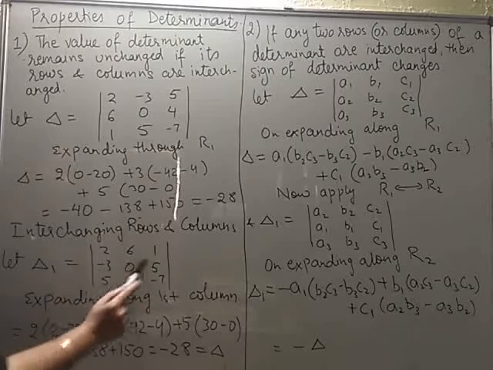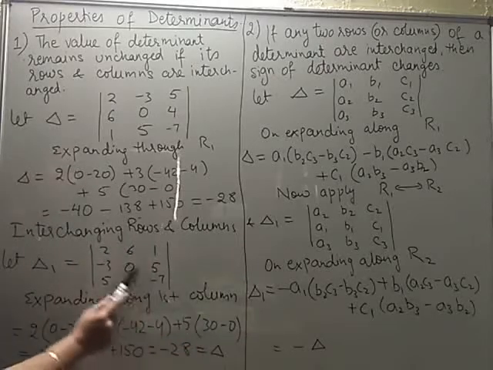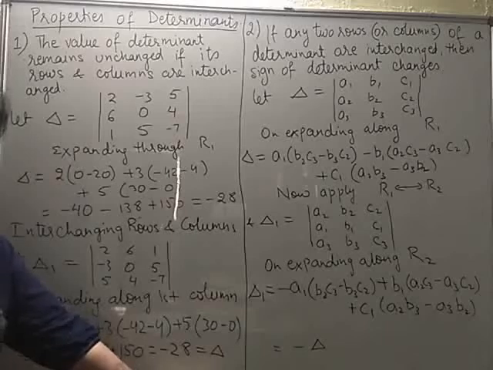Hiding its row and column. These are the 4 elements left. 6 into 5, 30. Minus 0 into 1, 0. You can see the value comes out to be minus 28. So on interchanging the determinant, I named it as delta 1 and we could see its value is coming out to be same as the determinant delta.